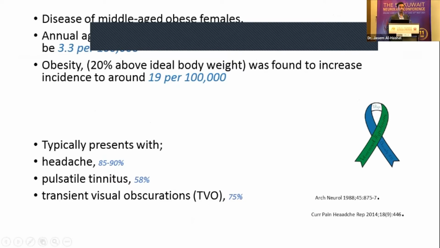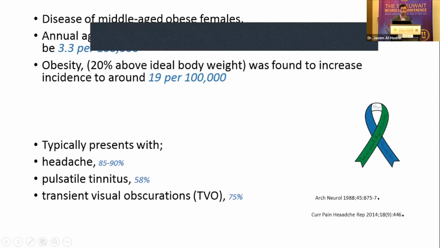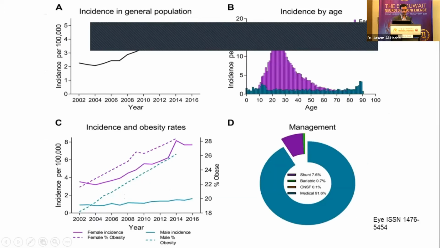It is more common in obese patients. Sorry for the delay. More common in obese patients, as we said, in obese females, and typically they present with headache, pulsatile tinnitus, and transient visual obscurations. And as you can see, headache. Some patients may present without headache, so it's not all patients that have headache.